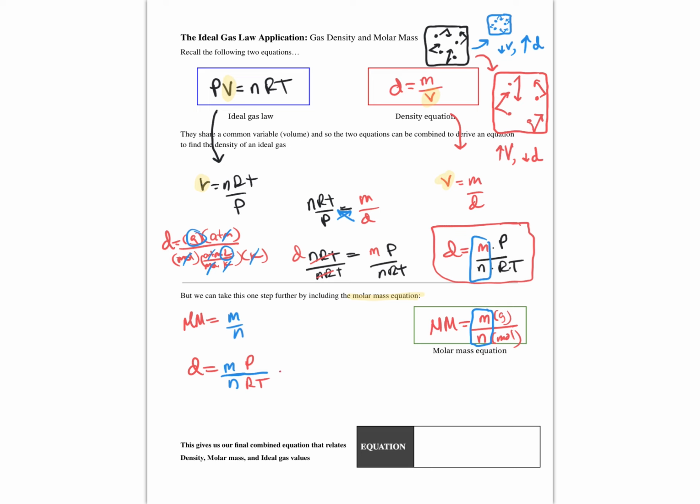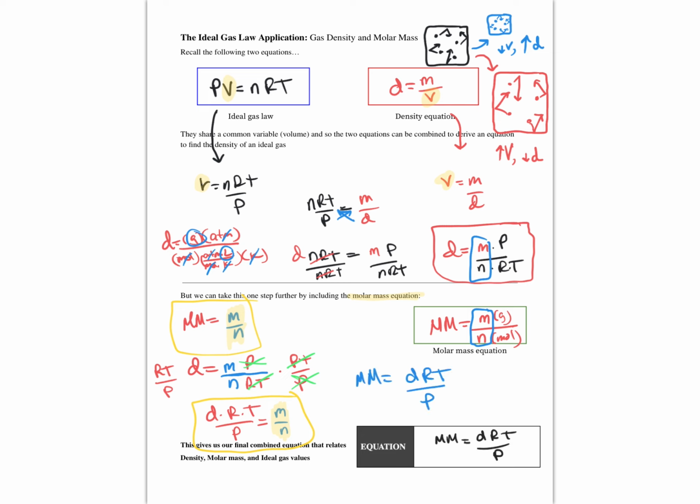We'll multiply both sides by RT over P. And in doing so, we'll get this equation where dRT over P is equal to M over N. And since molar mass is equal to M over N and dRT over P is equal to M over N, then that means molar mass is equal to dRT over P.